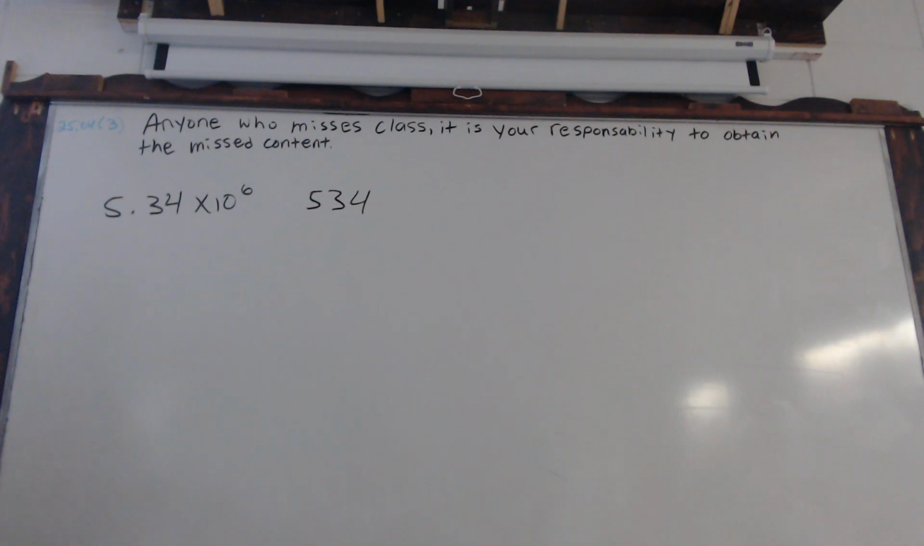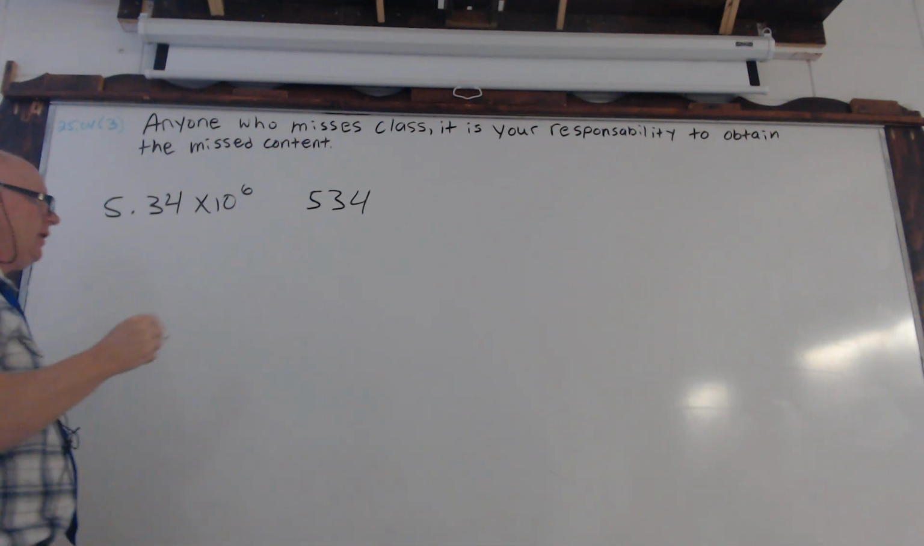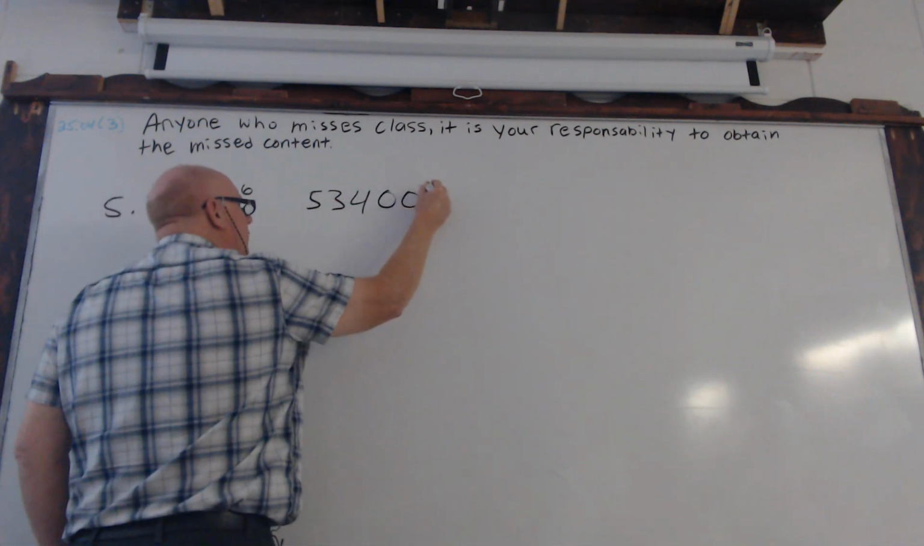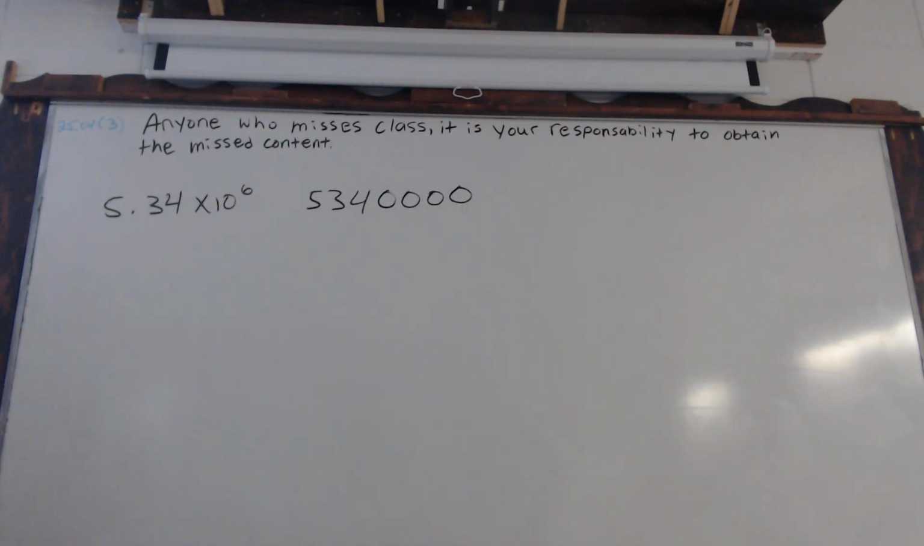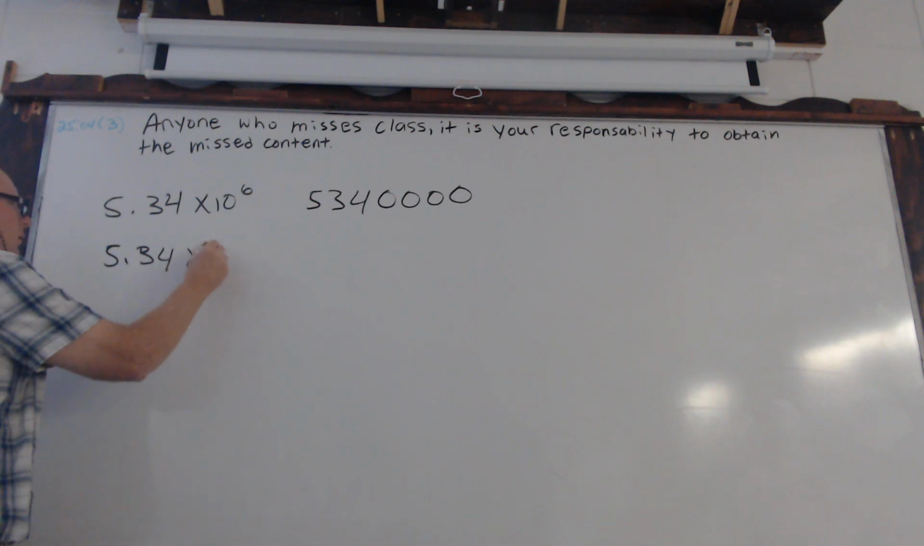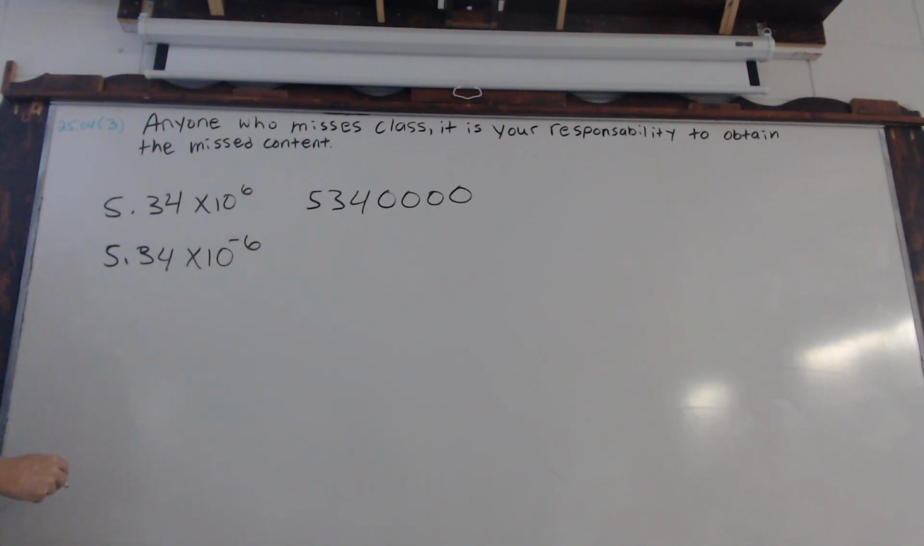Okay? So how many zeros do we put on there? Put 4 zeros on there. Okay? So that would be correct. So what might happen if this is a negative value? Then you move the decimal 6 ways to the left.